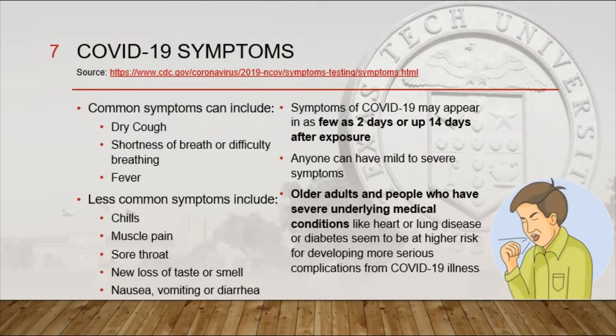COVID-19 symptoms. Common symptoms can include a dry cough, shortness of breath or difficulty breathing, and fever. Less common symptoms include chills, muscle pain, sore throat, new loss of taste or smell, and nausea, vomiting, or diarrhea. Symptoms of COVID-19 may appear in as few as 2 days or up to 14 days after exposure to an infected individual or surface. Anyone can have mild to severe symptoms. Older adults and people who have severe underlying medical conditions like heart or lung disease or diabetes seem to be at higher risk for developing more serious complications from the COVID-19 illness.